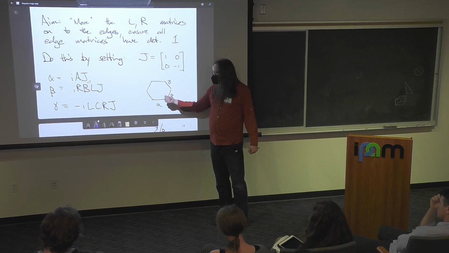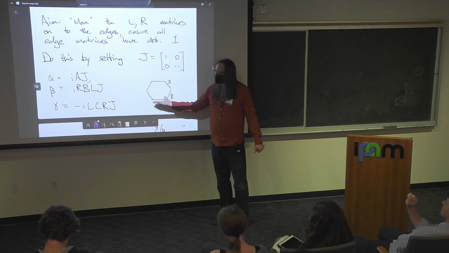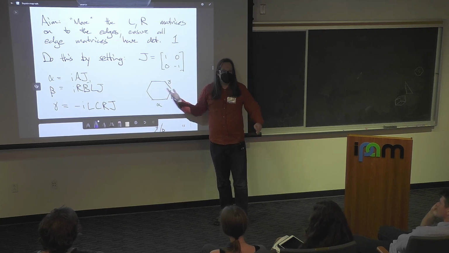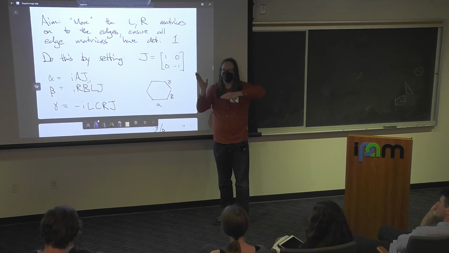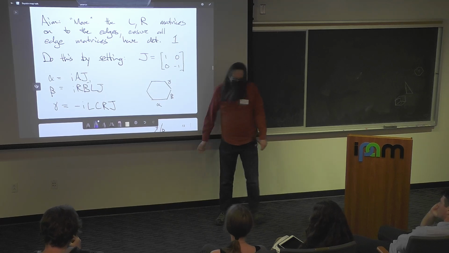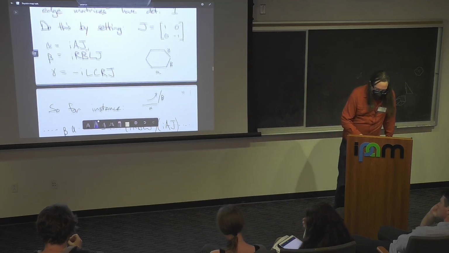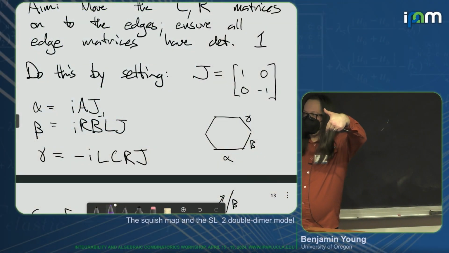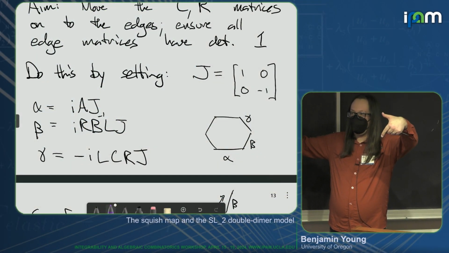The reason I wanted to use this particular weight function is just so that it's easy to make the slide. Then I can say what to put in the A edges, what to put in the B and the C. So those are the connection for the SL2C double dimer model, those alpha, beta, and gamma.